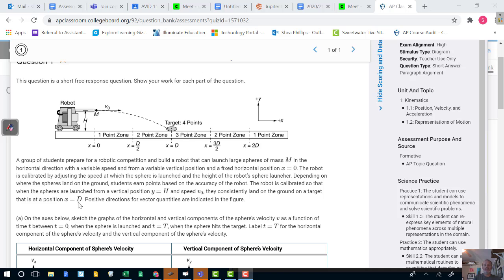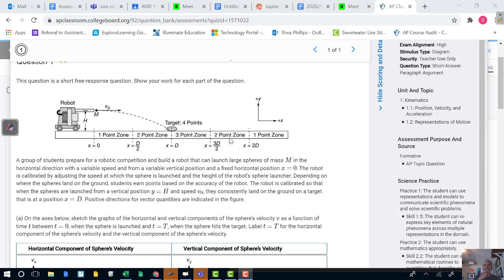So all of these letters here just mean that we're not giving real numbers here. We're just saying that there's a height of h. We have m, which is the mass of the projectile. V naught, so that's the velocity, and then d would be the distance that it goes. And then we got those here.